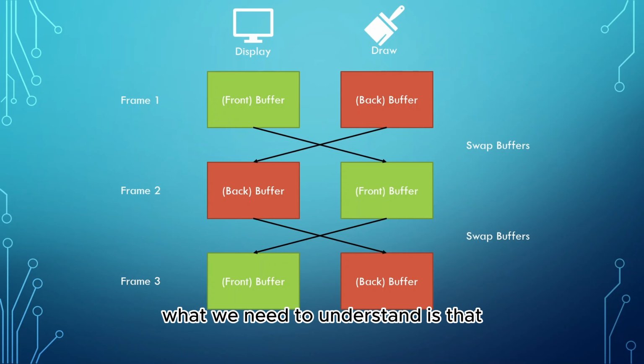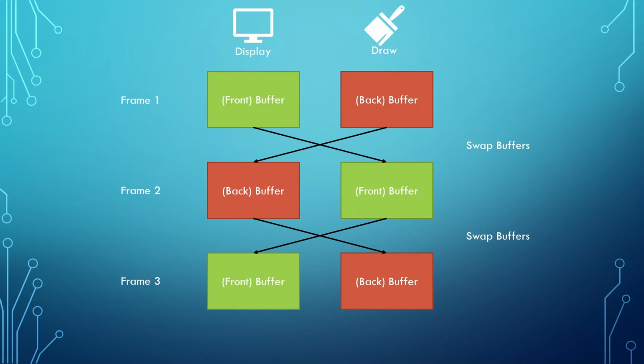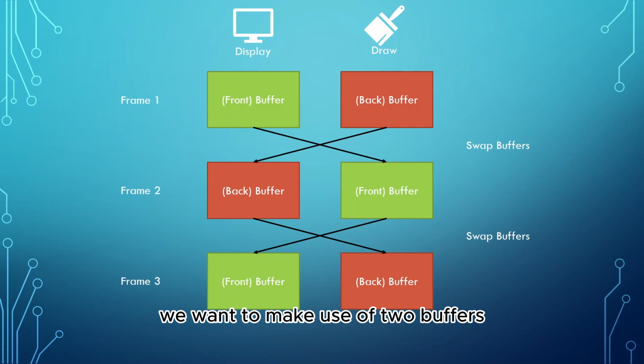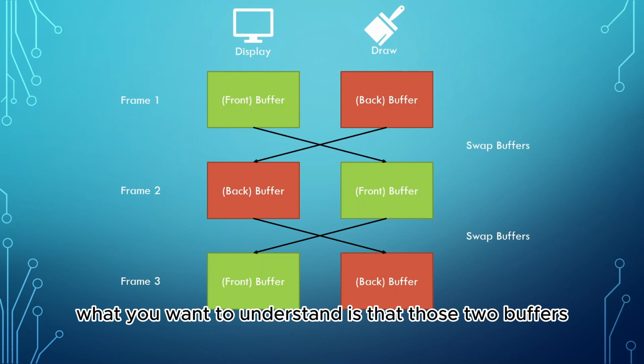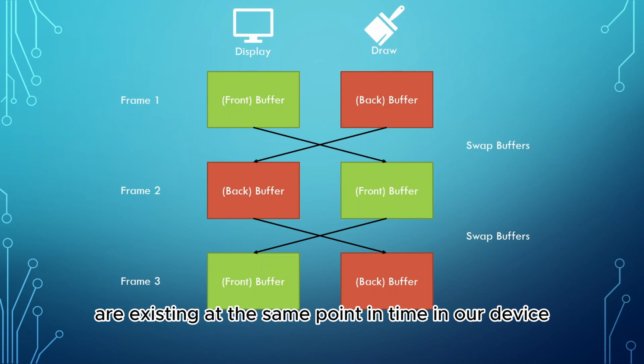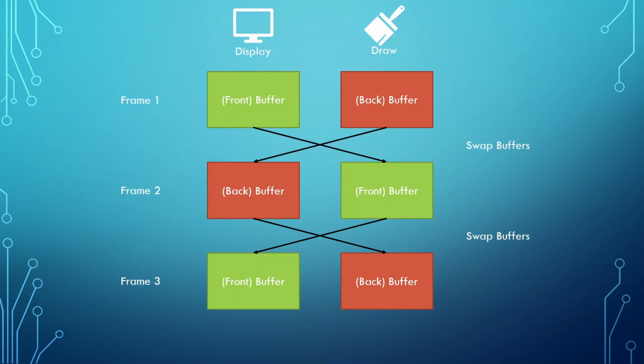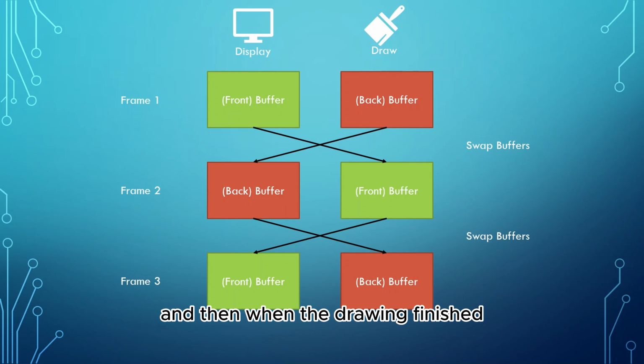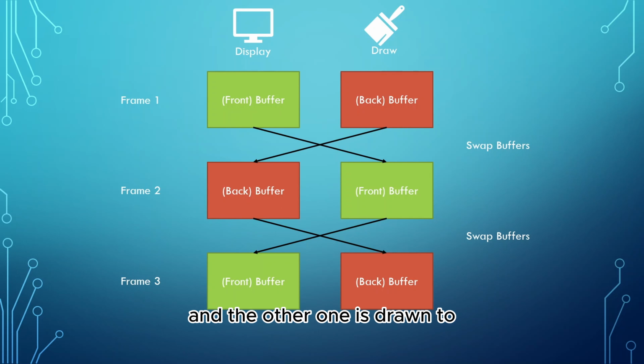What we need to understand is that in order to have smooth rendering, we want to make use of two buffers, indicated here on this slide as the front buffer and the back buffer. What you want to understand is that those two buffers exist at the same point in time in our device. But while one buffer is currently displayed on the screen, the other buffer is drawn to. And then when the drawing is finished, we can swap the two buffers so that the buffer that was previously drawn to becomes the display buffer, and the other one is drawn to.